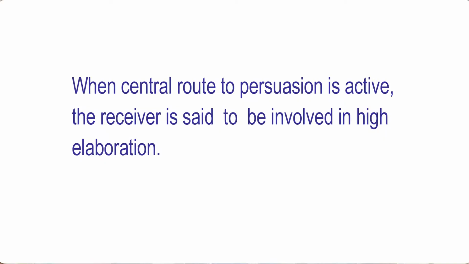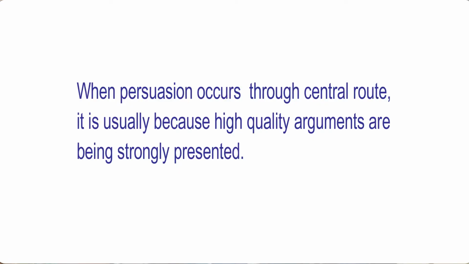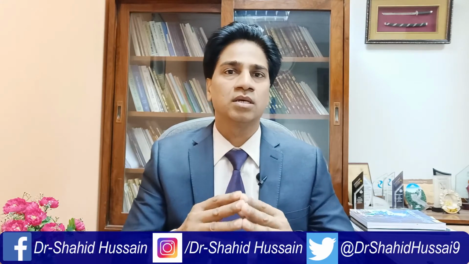When the central route to persuasion is active, the receiver is said to be involved in a high elaboration. And when persuasion occurs through the central route, it is usually because high quality arguments are being strongly presented. High quality arguments are the important aspect, the most important aspect of the central route to persuasion.